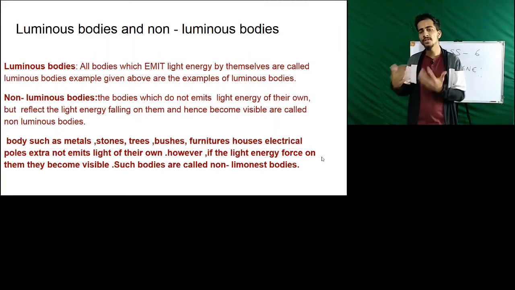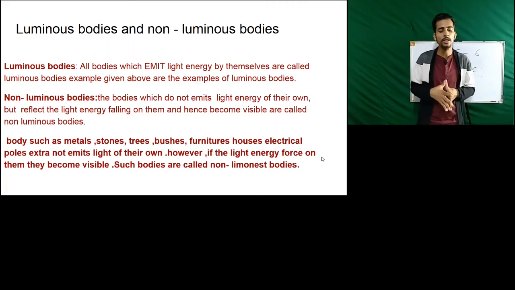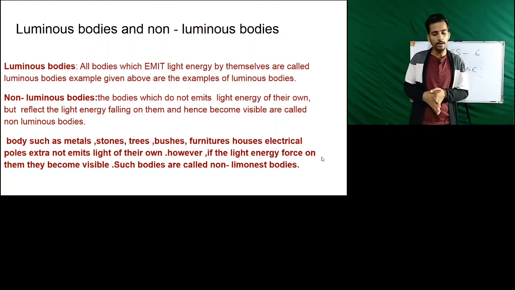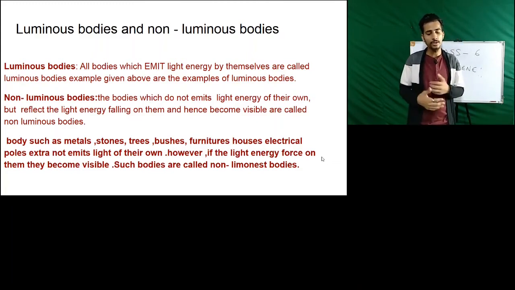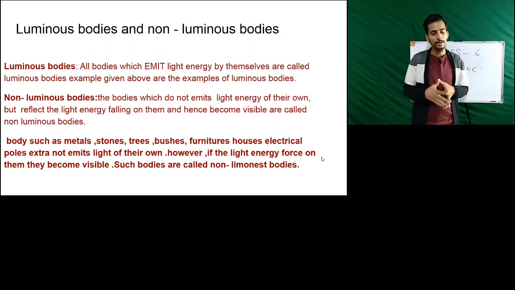That means to make themselves visible, they take light from some other source of light, and this type of object we call non-luminous bodies. Bodies such as metals, stones, trees, furniture, houses, electrical poles, etc. They do not emit light of their own. However, if light energy falls on them, they become visible. Such bodies are called non-luminous bodies. Next slide.